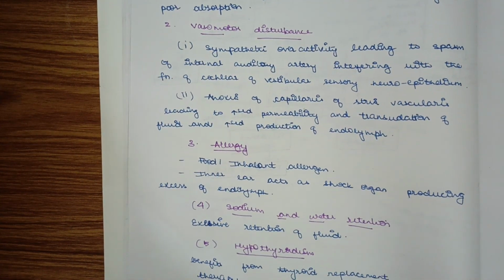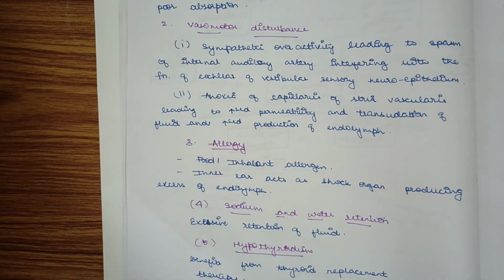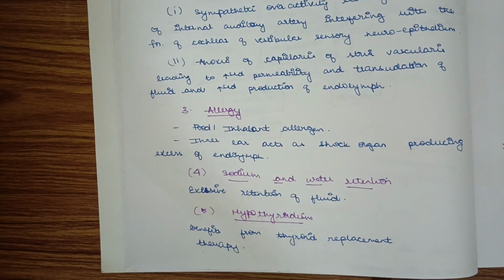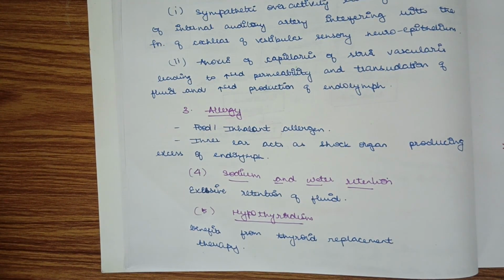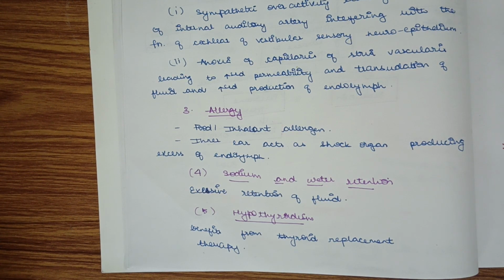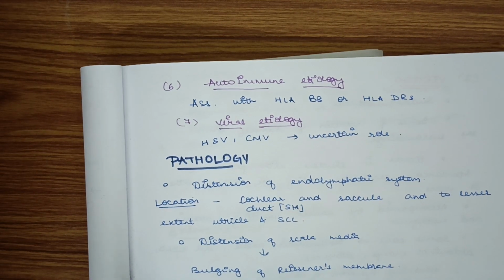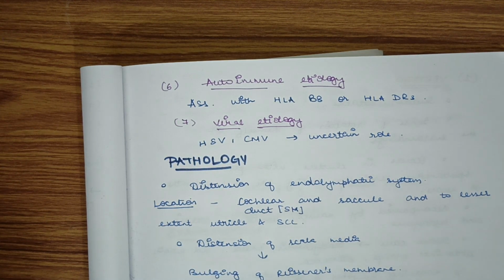Next cause is allergy. Allergy may be due to food or other inhalant allergens. The inner ear acts as a shock organ, which will produce excess endolymph in response to these allergens. Next is sodium and water retention, so excessive retention of fluid. Hypothyroidism: in case of hypothyroidism, the Meniere's disease benefits from thyroid replacement therapy. Other causes may be autoimmune etiology or viral etiology. The viruses involved are HSV, that is herpes simplex virus, and cytomegalovirus, which generally has an uncertain role. Autoimmune etiology may be associated with HLA-B8 or HLA-DR3.